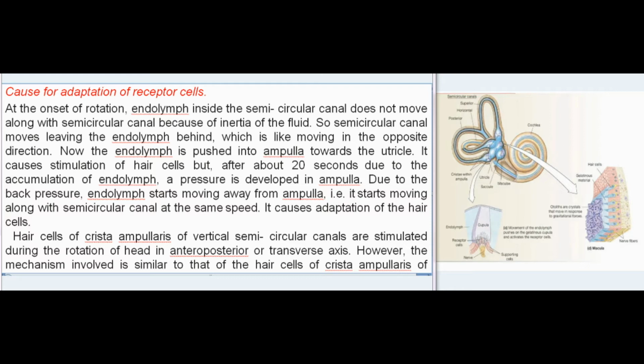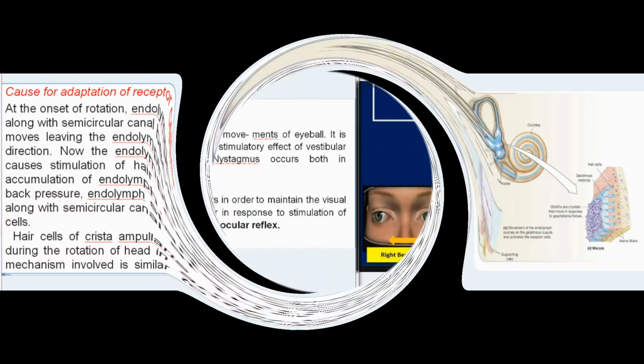Hair cells of crista ampullaris of vertical semicircular canals are stimulated during the rotation of head in anteroposterior or transverse axis. However, the mechanism involved is similar to that of the hair cells of crista ampullaris of horizontal canals.